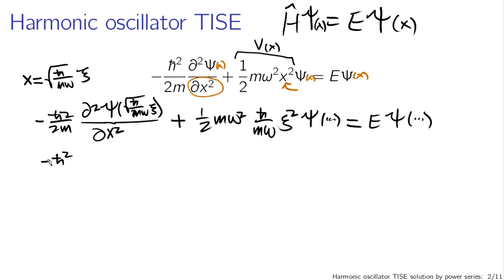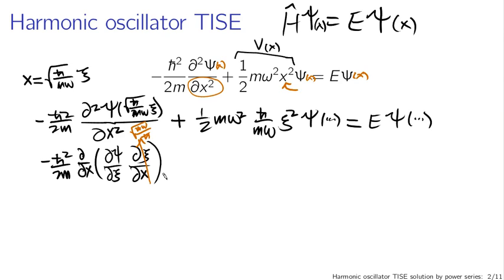So first of all, minus h bar squared over 2m times the derivative with respect to x of the derivative with respect to x of psi of xi. Now, I can take the derivative of psi with respect to xi. That I know how to do. That's just d psi d xi, because psi is a function of xi. But in order to turn this into a partial derivative with respect to x, I have to multiply by the derivative of xi with respect to x. So this is the chain rule at work here. And I know how to take the derivative of xi with respect to x, because I know xi is a function of x. This is just going to give me square root of m omega over h bar, what I get if I solve for xi and then just differentiate with respect to x.